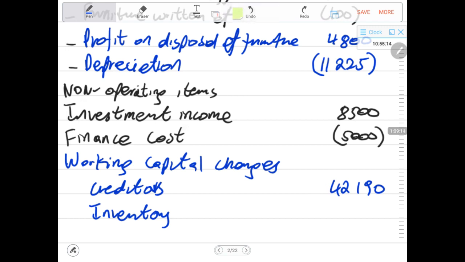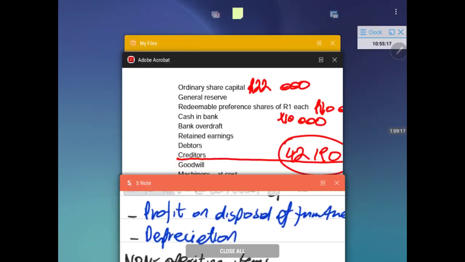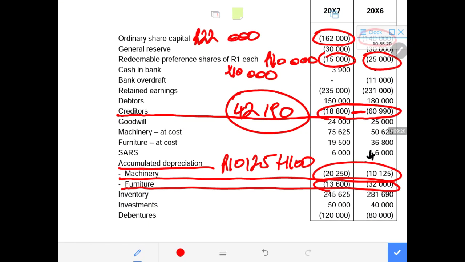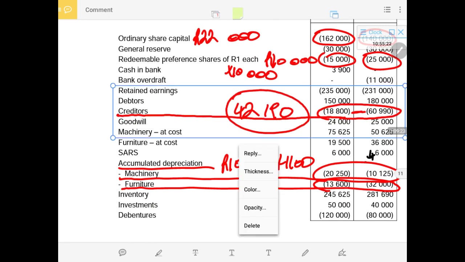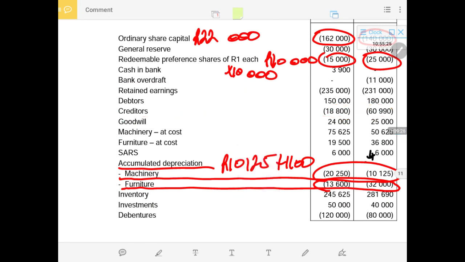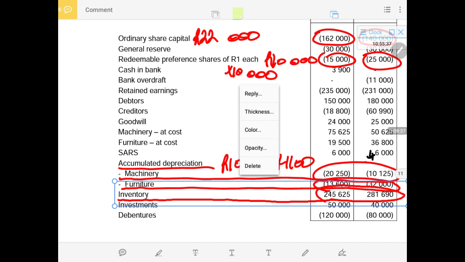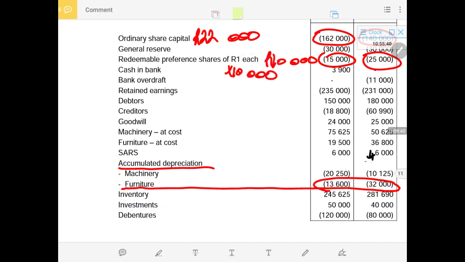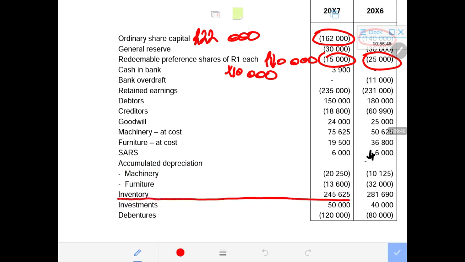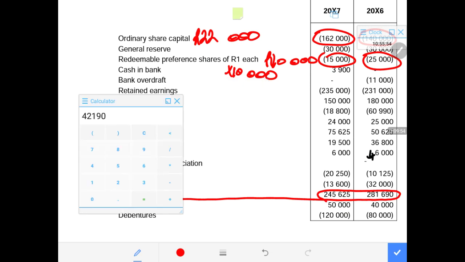Now we come to our inventory. In the extract of the statements of financial position, we see that we do have inventory, and it is appearing there at an amount of 281,690. Let me erase here to get more clarity of the amount of the inventory. It was 281,000 and it decreased to 245,000.